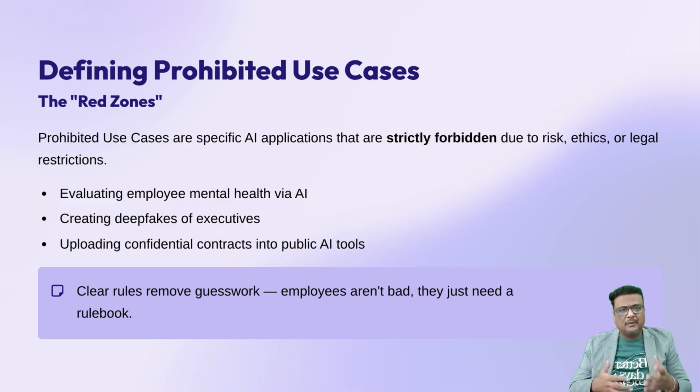I once worked with a marketing firm where an employee thought it would be efficient to upload confidential client contracts into a public AI to summarize them. They weren't trying to be bad, they just didn't have a rule book telling them no. By clearly listing what is forbidden, you remove the guesswork for your team. Stay with me here because knowing what not to do is the first step toward knowing what to do, which brings us right into our next step, which is managing data input and privacy.